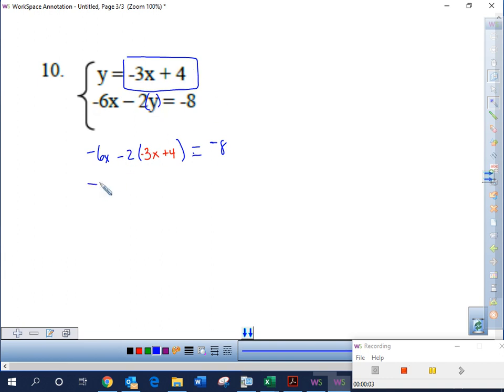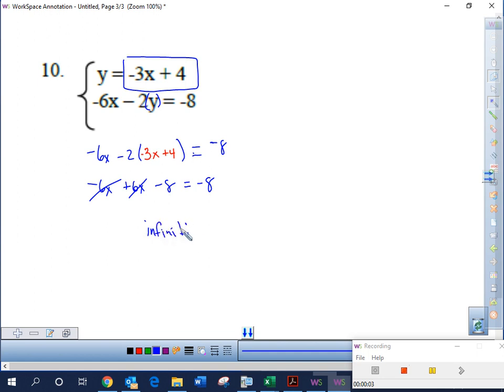I will distribute. Negative times negative is a positive, and negative 2 times 4 is negative 8. And you'll see that combining like terms, because they're on the same side, those add up to be nothing. And I'm left with negative 8 equals negative 8, so it's either no solutions or infinite solutions. Since this is a true statement, negative 8 equals negative 8, this is infinite solutions.